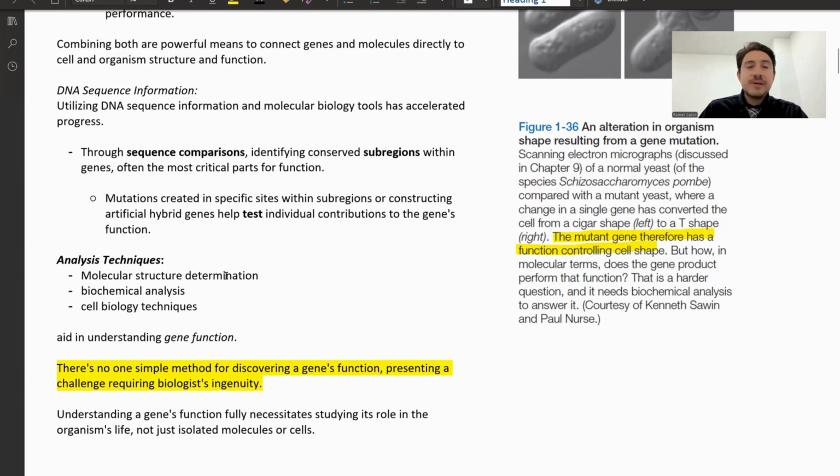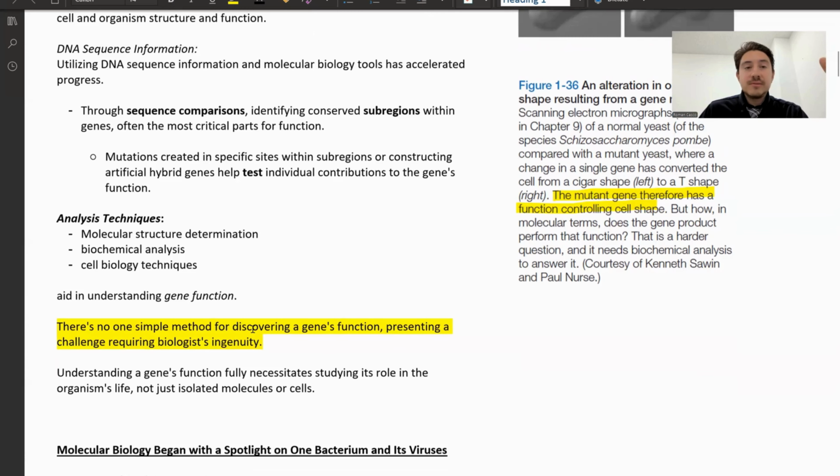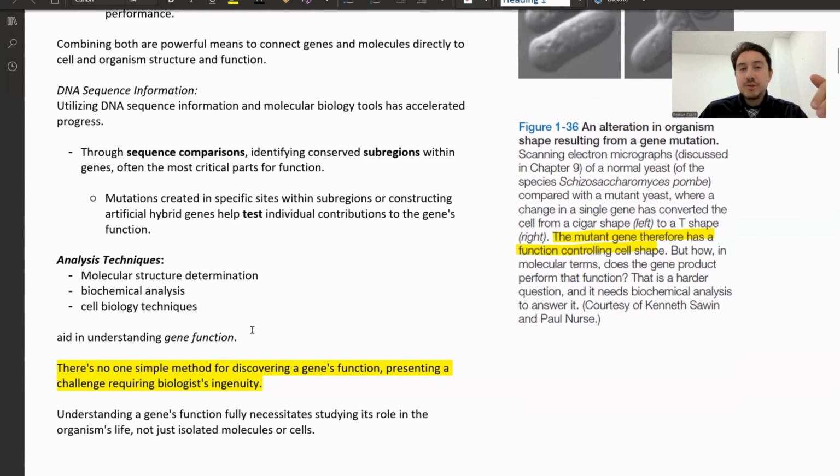So let me continue here. Utilizing DNA sequence information in molecular biology tools has accelerated the process. Sorry about that. Of course, if you know the DNA sequence, this enables you to compare sequences among different organisms, right?